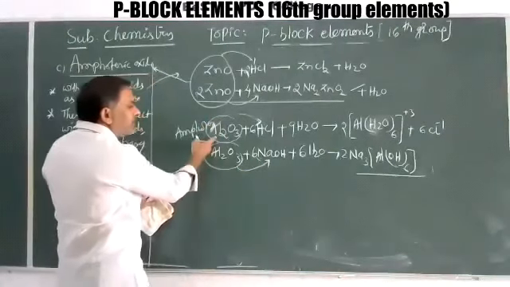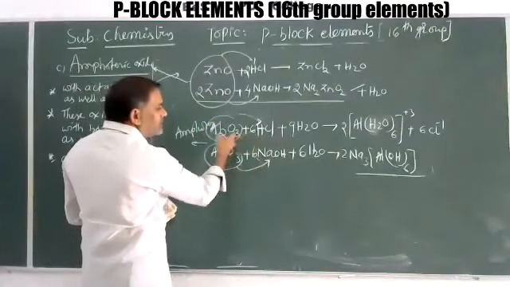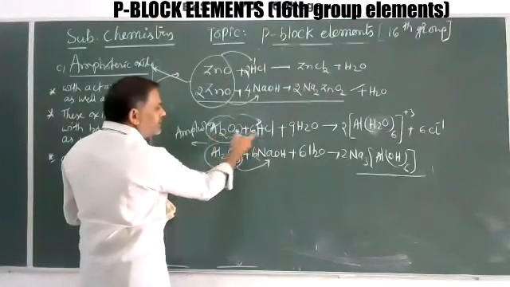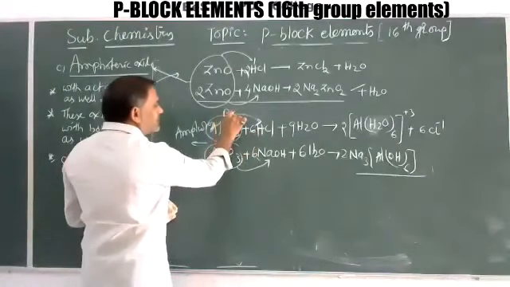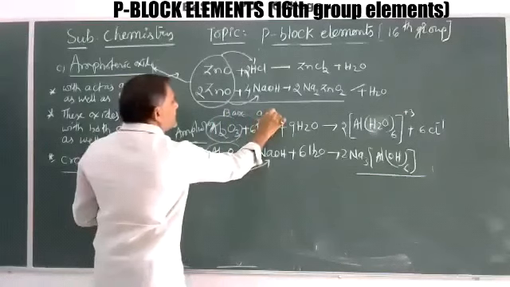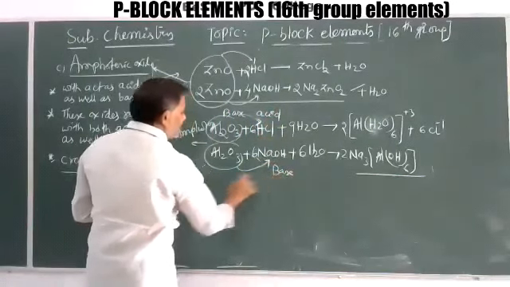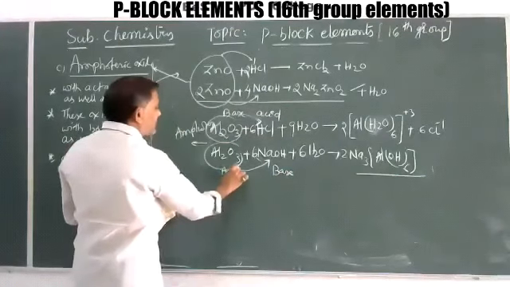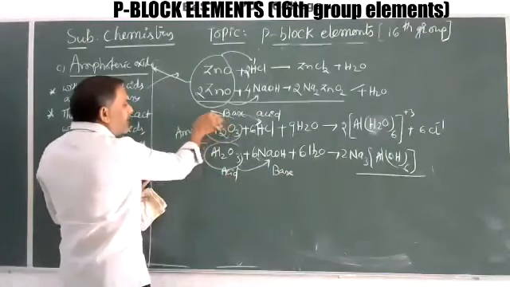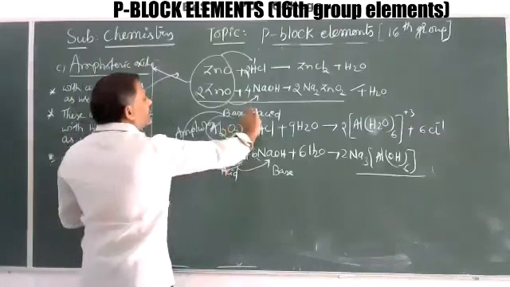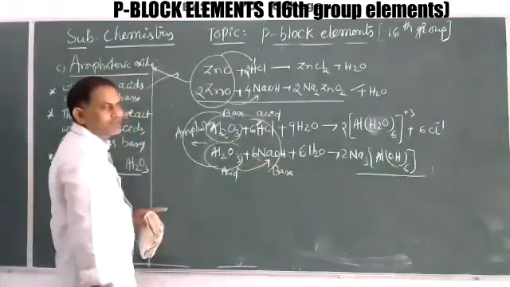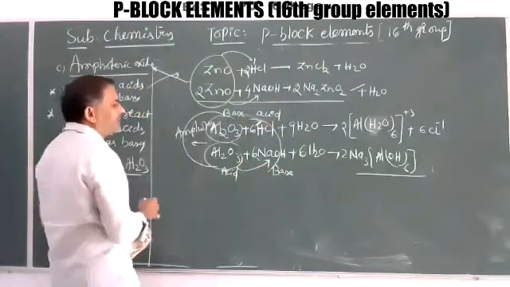In the first reaction, whenever it reacts with HCl, it acts as a base. In the other case, it reacts with a base, so it acts as an acid. So it acts as both base as well as acid, reacting with acids as well as bases. That's why they are amphoteric in nature.